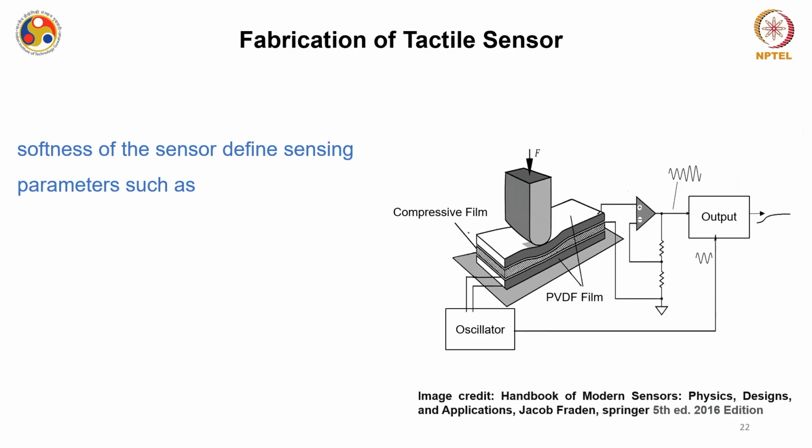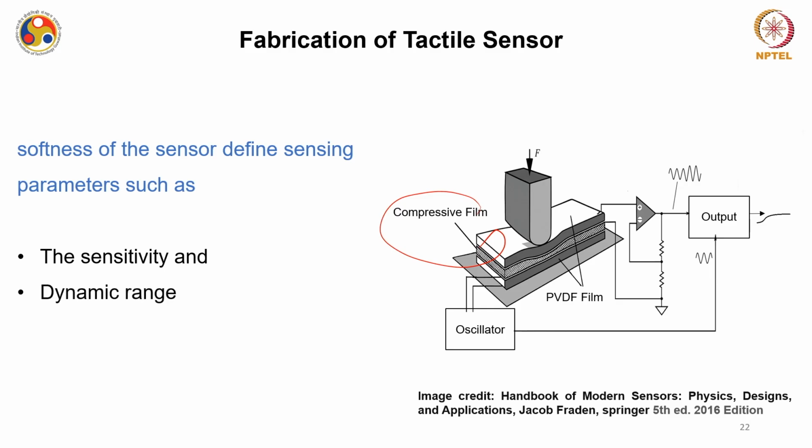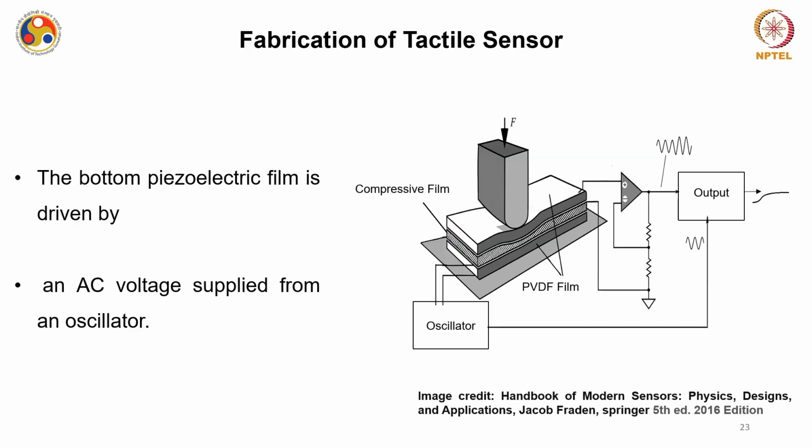The softness of this sensor is defined by all these three films, and in turn it defines the sensing parameters, for example, the sensitivity of this overall device, the dynamic range of this device, and other parameters. Now, since this PVDF is piezoelectric in nature, AC voltage supplied from this oscillator is coupled to this PVDF film.